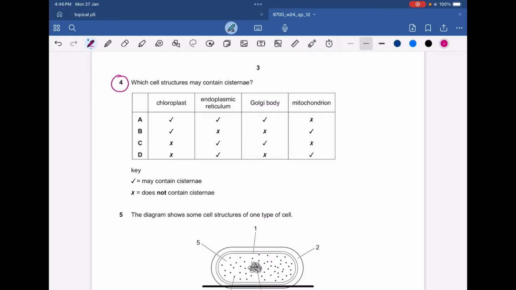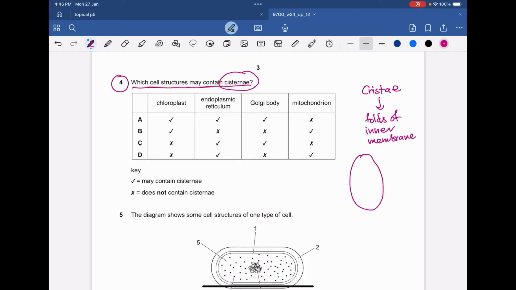It says: which cell structures may contain cisternae. There is one term known as cisternae, and another term known as crista, or we can say cristae. Cristae are basically the folds of the inner membrane of the mitochondria, or the chloroplast, because both of these structures have a double membrane, the outer membrane and the inner membrane.